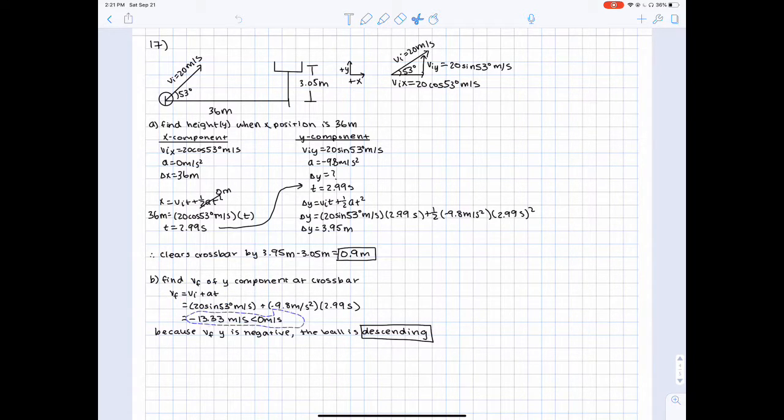And I got that the final velocity is negative 13.33 meters per second, and since we set up as the positive y direction, the ball is falling in the down direction because it's negative, right? So this means that the ball is descending. Yay!